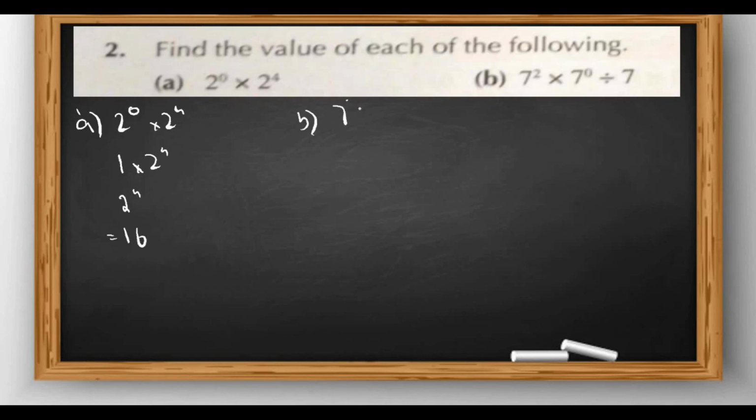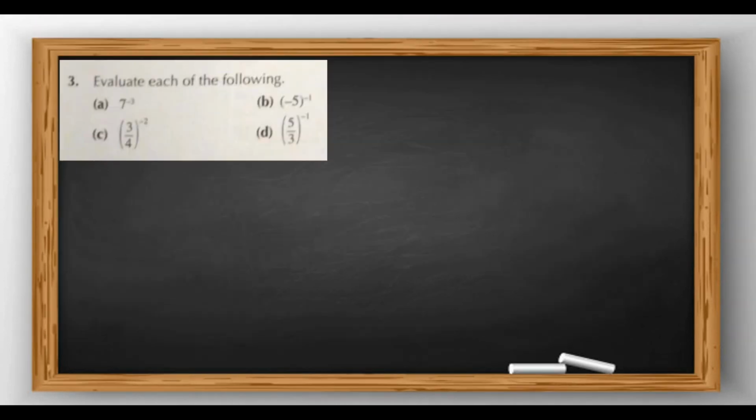Part B, 7 raised to power 2 multiplied by 7 raised to power 0 divided by 7. So this would mean 7 raised to power 2 multiplied by 1 divided by 7. As there is no power, it means that the power of 7 is 1. This means 7 raised to power 2 divided by 7 raised to power 1, 7 raised to power 2 minus 1, and your answer would be 7.